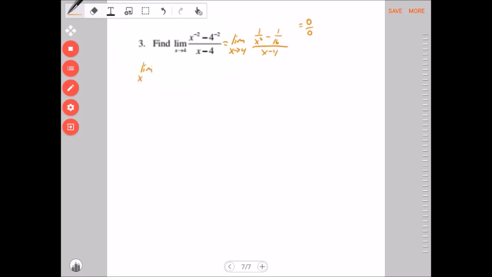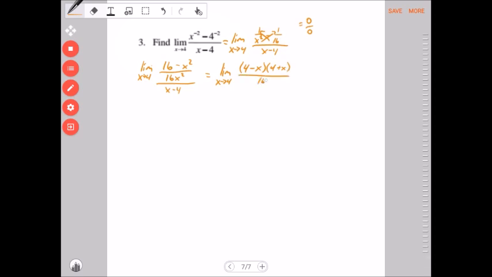So this is the limit as x approaches 4. Remember, the 16 is just going to multiply up, so we get 16. The x squared is going to multiply up, so minus x squared. And then the two bottoms just multiply, so 16x squared, all divided by x minus 4. Great. First thing we notice here is the 16 minus x squared. That is a difference of squares, so we can factor that. So we get the limit as x approaches 4 of 4 minus x and 4 plus x, all divided by 16x squared, all divided by x minus 4.